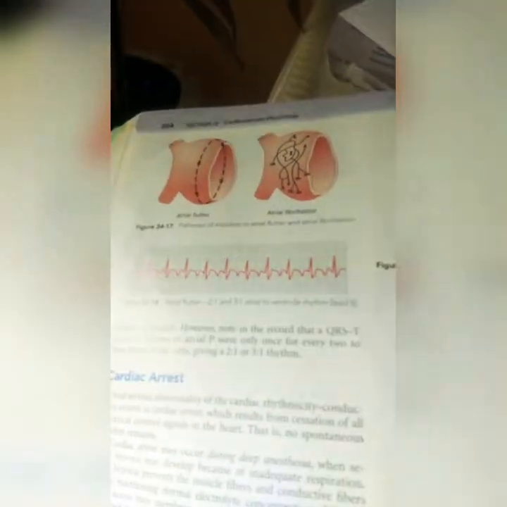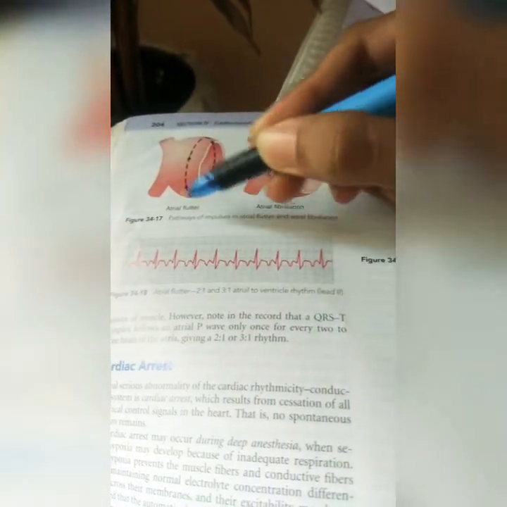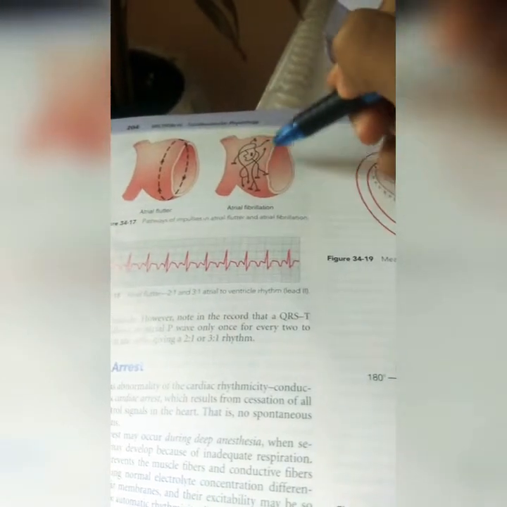How can we confirm it? We can confirm it by this diagram. You can see that flutter, even though it is an abnormal condition, follows some normal circular pathway. But in fibrillation you can see it is always confused because of more blood accumulating in the atria. So this is atrial fibrillation; a clear picture you can see in our guidance textbook.